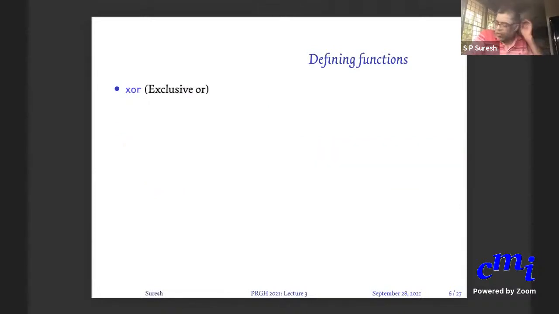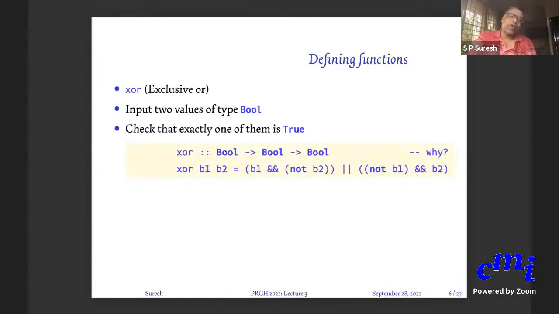Let us look at XOR. This is a function that we talked about earlier, and today we'll see multiple ways of defining XOR. The input is 2 values of type Bool and the output is 1 value of type Bool.